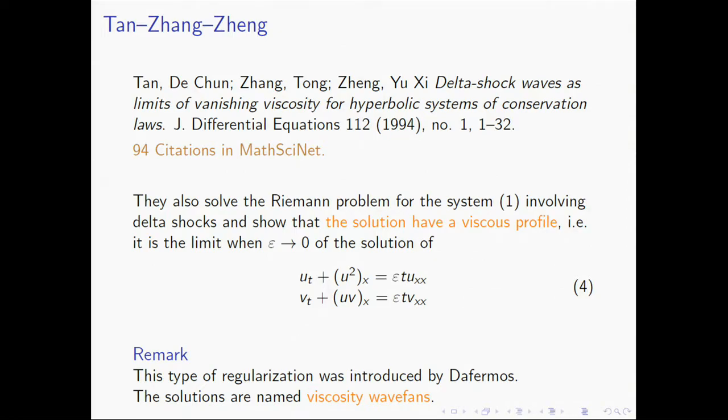The solution of this viscous system, with this viscosity here, epsilon t, is named viscosity wave fans. They proved that the delta wave solution for this system here is the limit, when epsilon goes to 0, of this approximation.